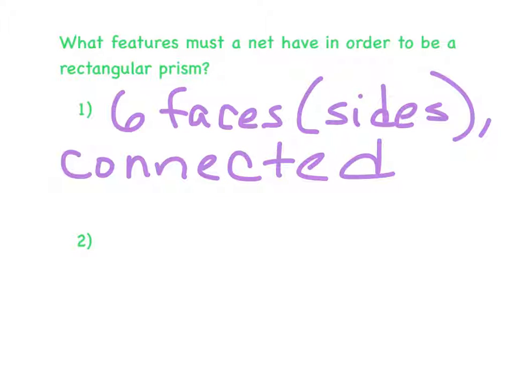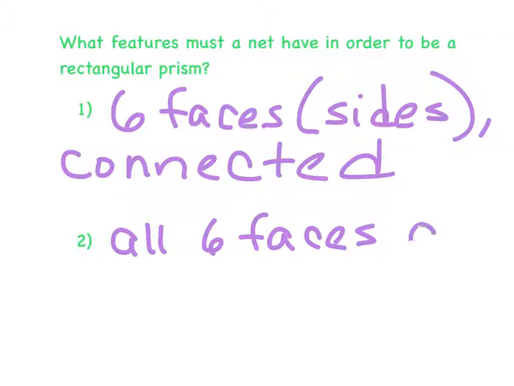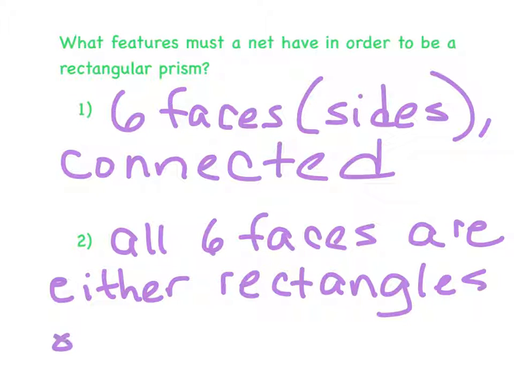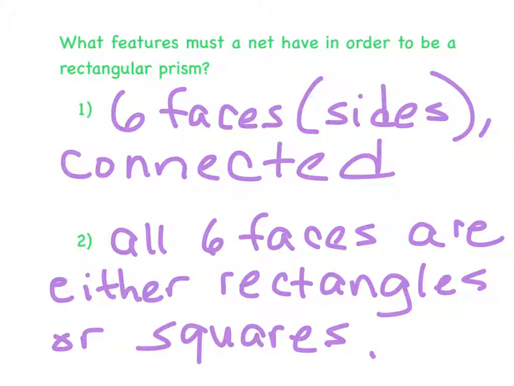And then the second characteristic would be that all 6 faces are either rectangles or squares. And remember that special 3D figure where the faces are all squares? What do we call that? That's right, we call that a cube.